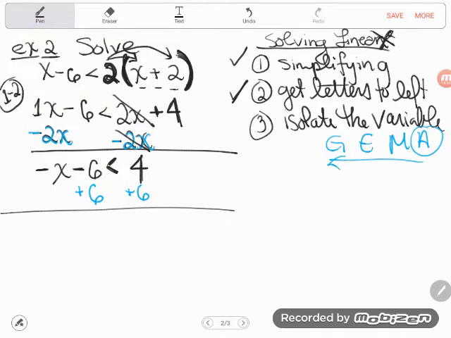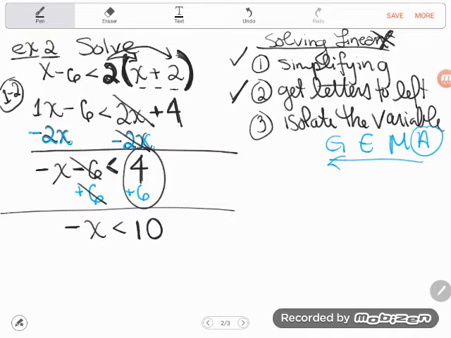So let's take a look at what our new inequality will be. Well, on the left-hand side, subtracting 6 and adding 6 will cancel, so that my negative x is alone. And on the right-hand side, there's some math to do. 4 plus 6 is 10. Now I'm almost done, but careful, the letter is not alone. There is still that little negative sign hanging out.